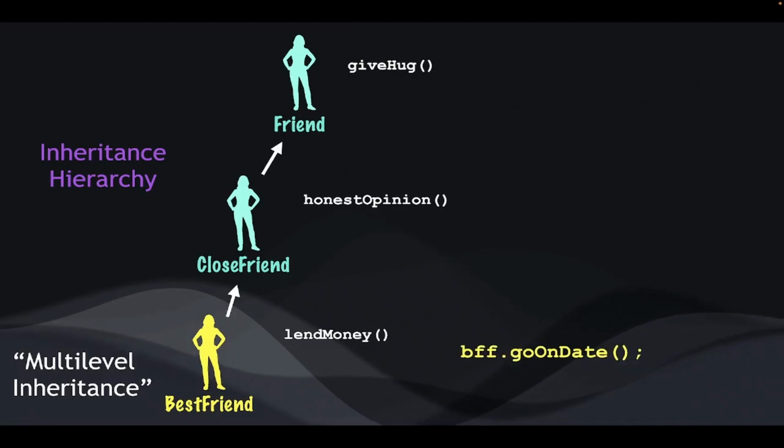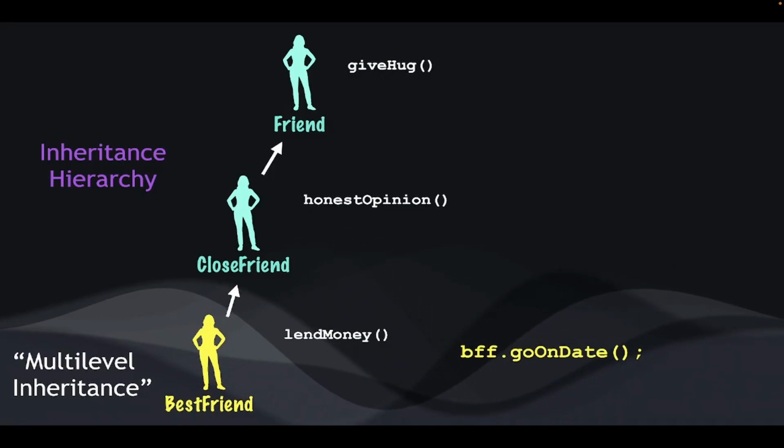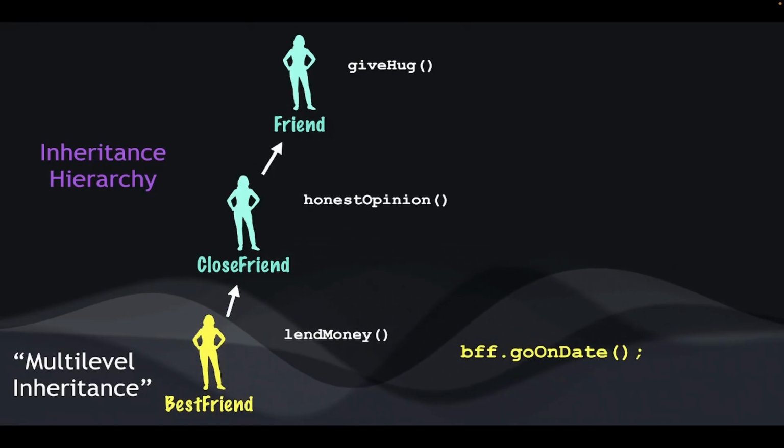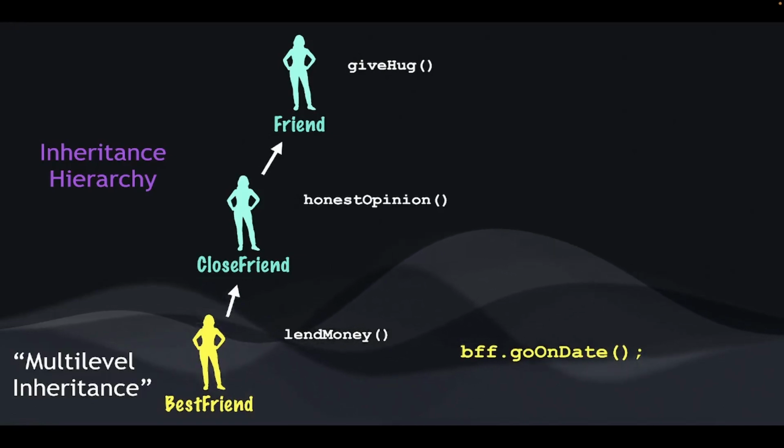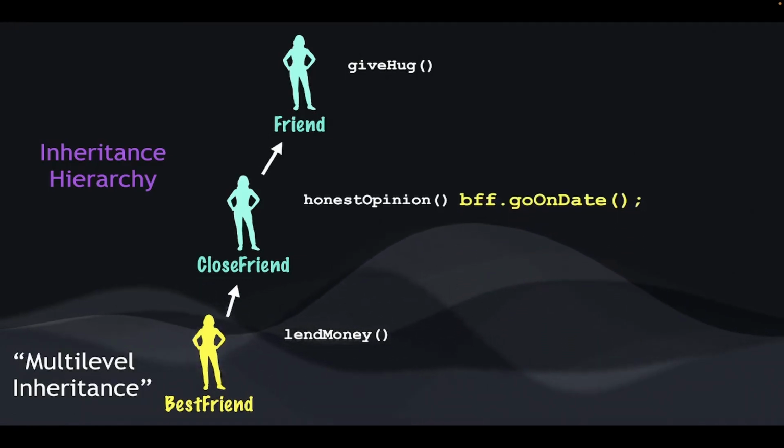If we try to call a method that doesn't exist, like asking our BFF to go on a date, which is not a behavior that a best friend has, we probably shouldn't be doing that. But it's going to come to the best friend class. It's going to look around and say, hey, I'm looking for a method to go on a date. Nope, but this extends close friends. So let's go look there.